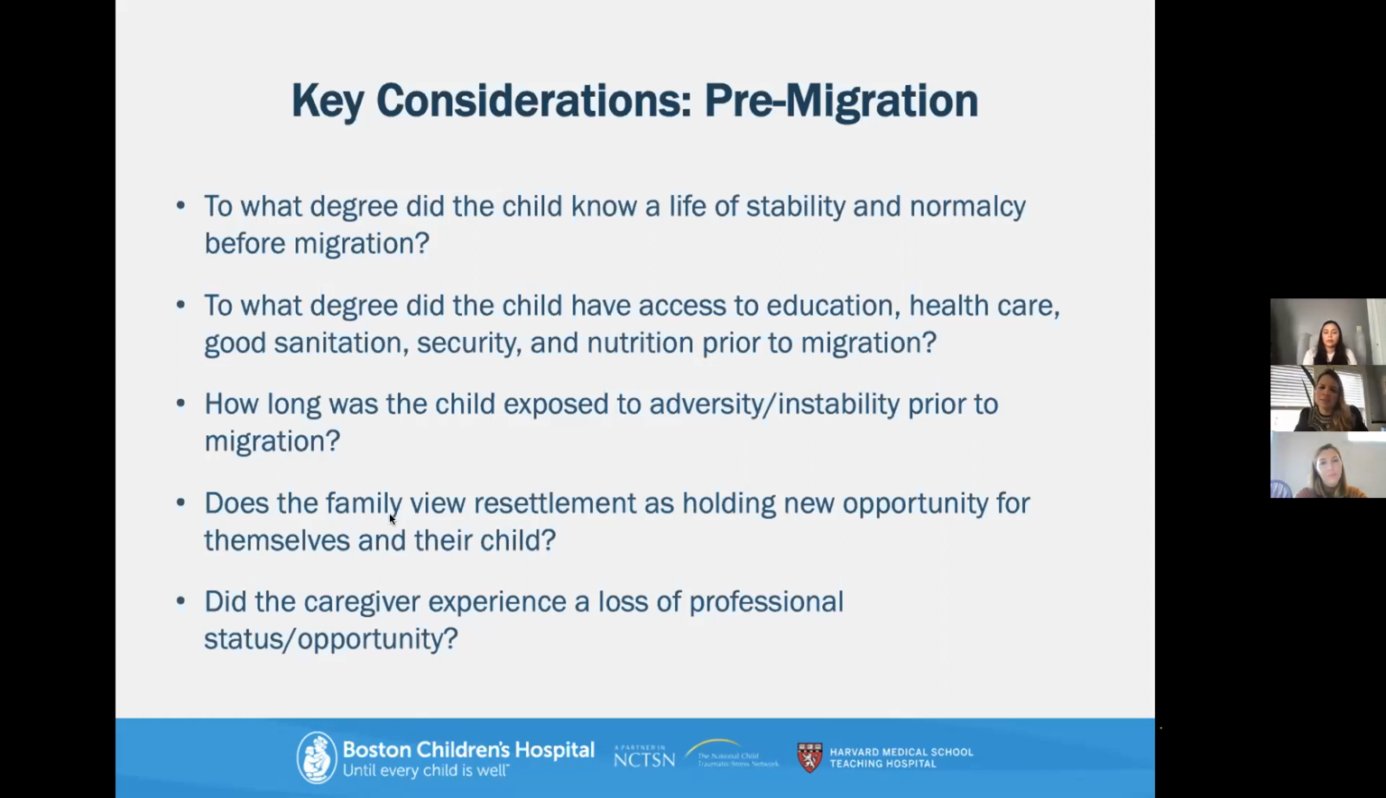And then also, as Caroline said, refugees, migrants, immigrants come from all walks of life. So thinking about the level of loss and opportunity that caregivers went through prior to coming, and what does that mean for them as they reconnect to a new community? Are they able to find a job? What kind of job? Does their degree matter in this country, or do they have to work a different type of job?